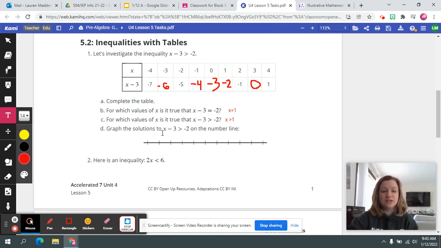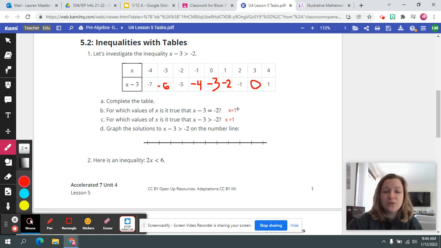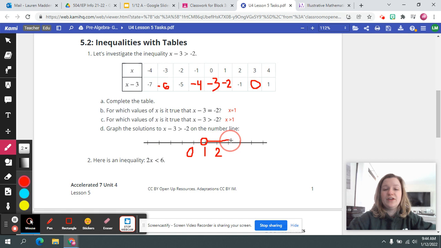I want to graph the solutions to x minus 3 is greater than negative 2 on the number line. So I'll use my drawing tool for that. Now it looks like we said x could be 1, or it's greater than negative 2. So I don't want to include 1 in this. I want to put an open dot on 1. So I'm going to go like this: 0, 1, 2. I'm going to put an open circle on 1, and I want everything greater than that.